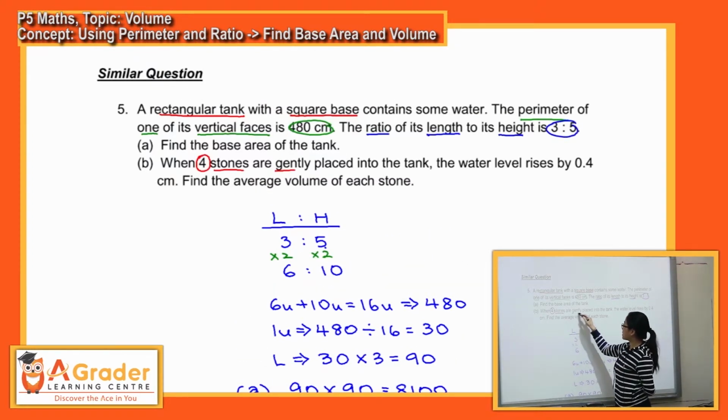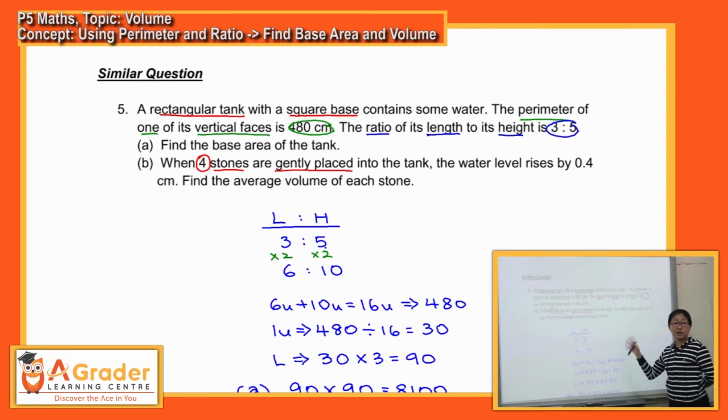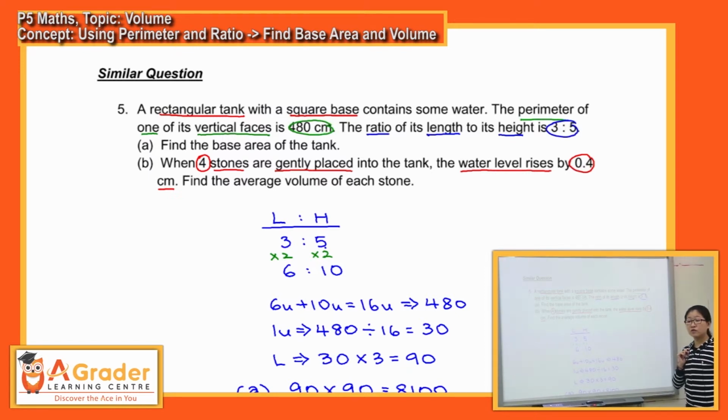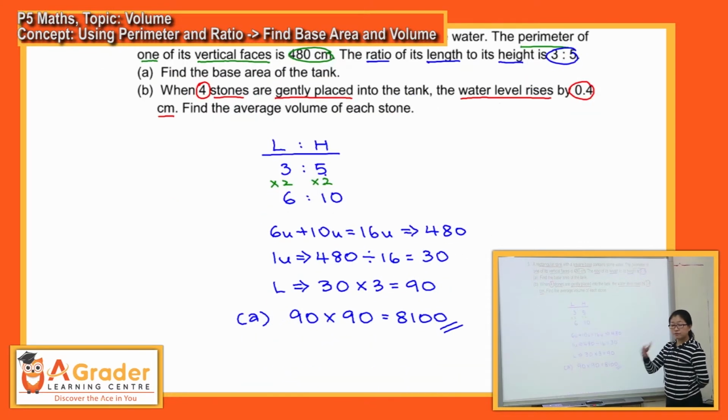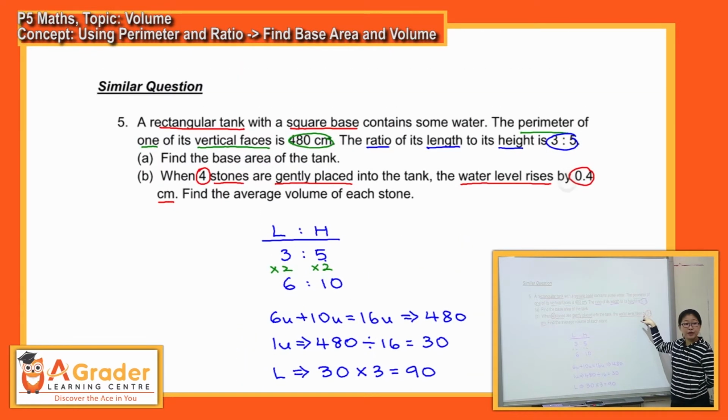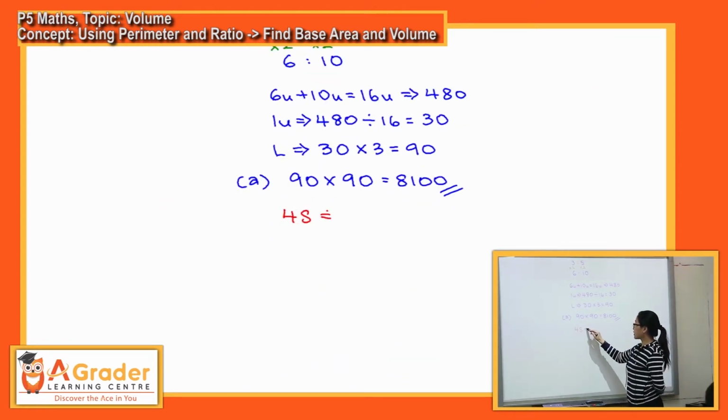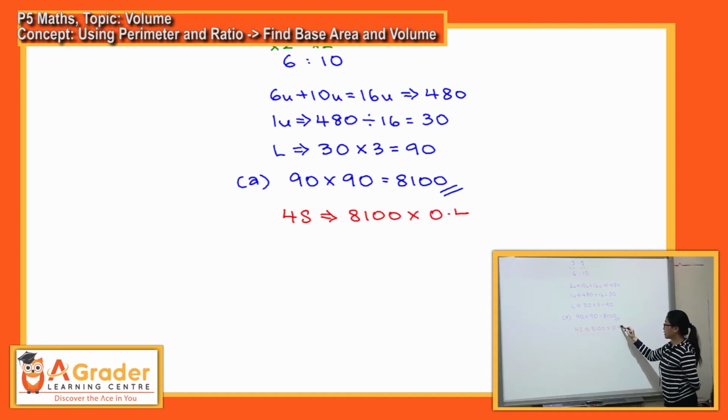When 4 stones are gently placed into the tank, this is the one that is related to your example, right? Gently placed. The water level rises by 0.4 cm. So the first question is, how do I find the volume of the 4 stones? Remember just now how we find the volume of the brick? Good. Volume is base area times height. This is the base area. This is the height that increased, right? So the volume of the 4 stones is base area times the height that increased. Here you will get 3,240. This is the volume of the 4 stones.